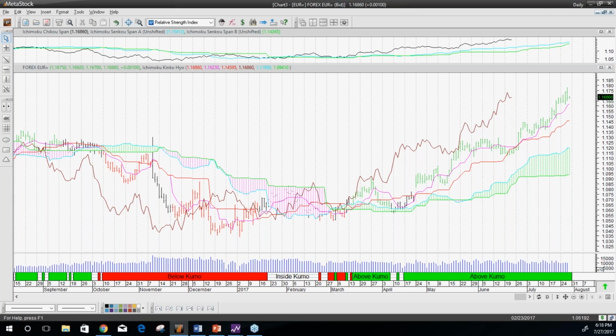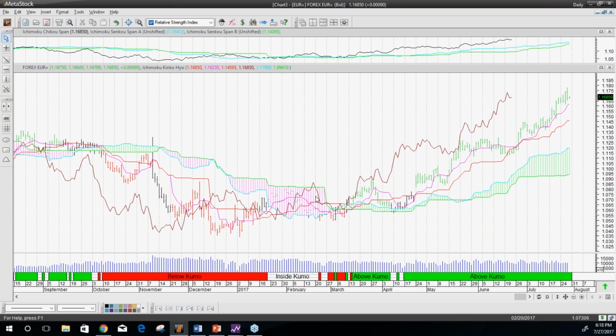Ideally, you would take signals that occur on whichever side of the Kumo the price is, if it's on a side. So right here, where it's in the middle, take no trades at all. Here, where it's now on the upper side of the Kumo, you would look at potentially taking long positions. Same thing down here, where you could look at taking short positions.